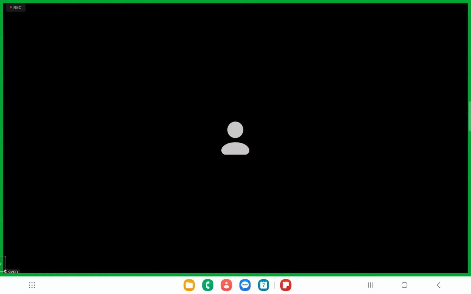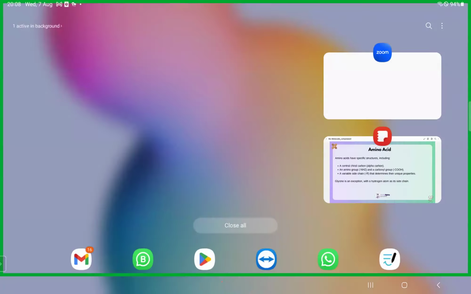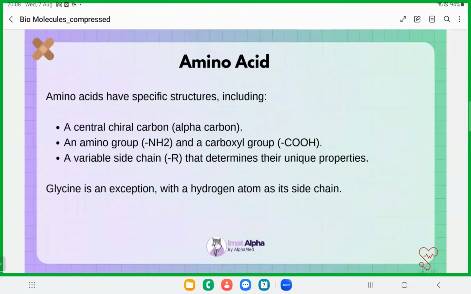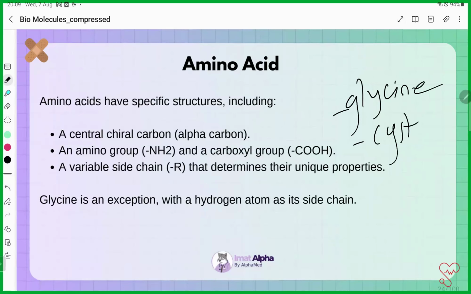Okay, let me explain what's written. So, guys, about the amino acids, we're not asked about the structure. You should know that you won't be asked about the structure of any amino acid, but you should also know that glycine is an exception, and cysteine is an exception. So we have two exceptions in amino acids: glycine and cysteine.